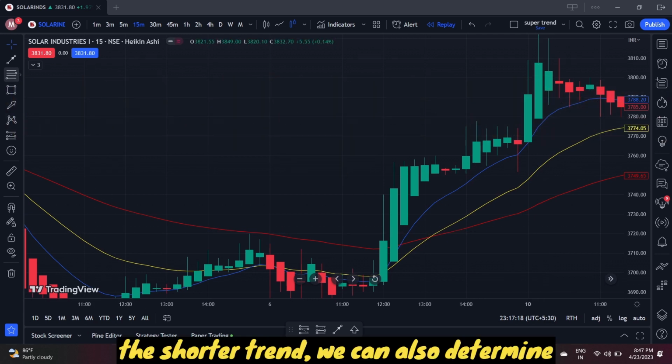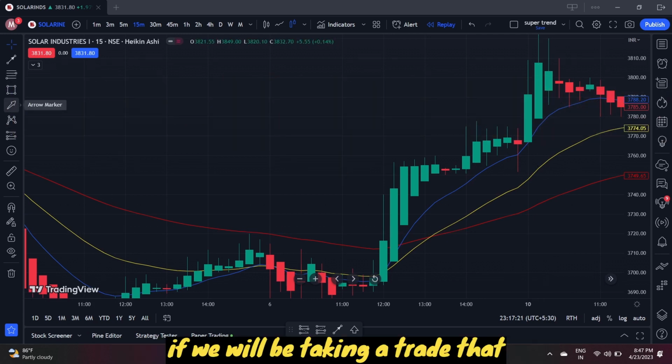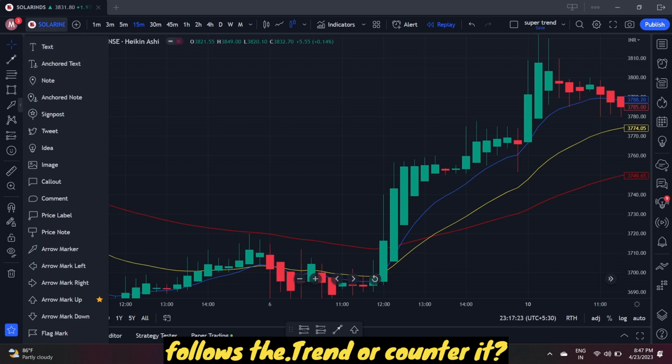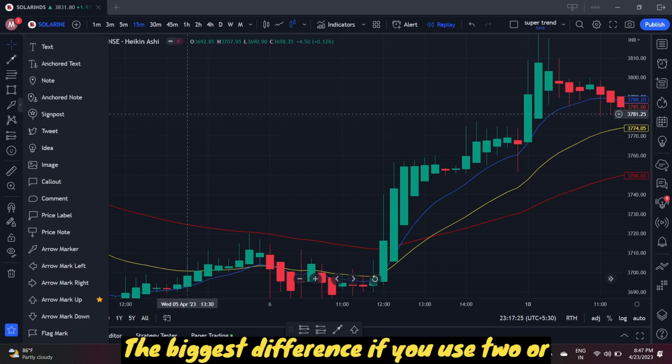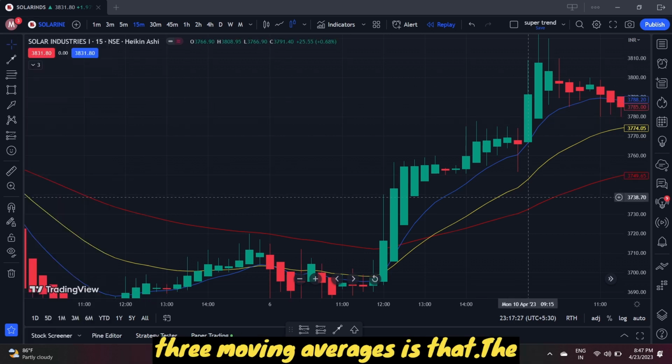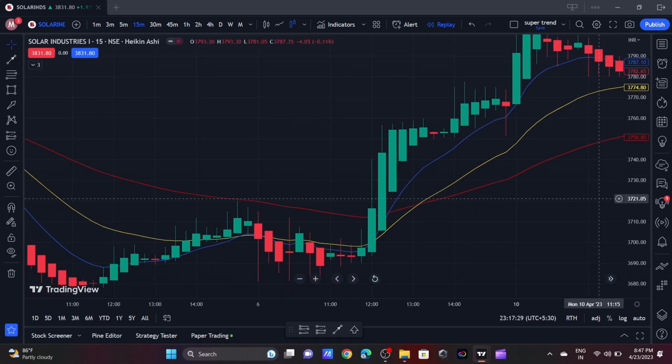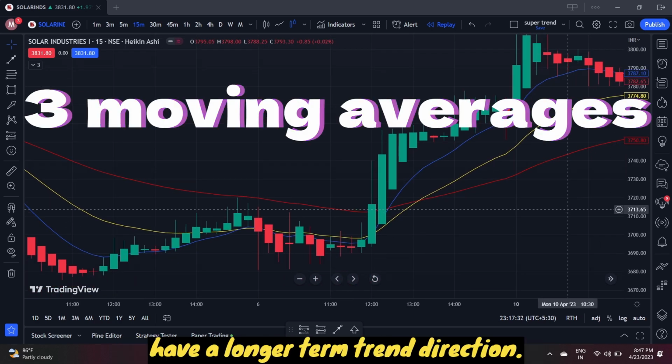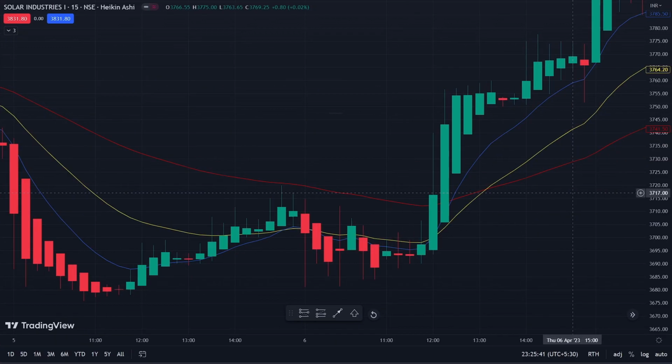From the shorter trend, we can also determine if we will be taking a trade that follows the trend or counter it. The biggest difference if you use 2 or 3 moving averages is that the strategy with 3 moving averages will have a longer-term trend direction.